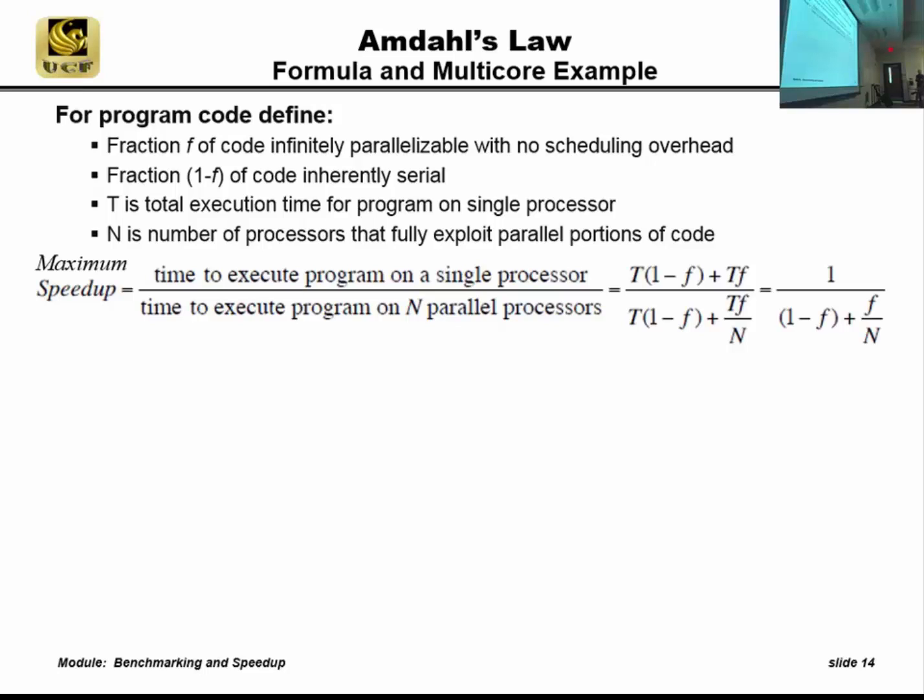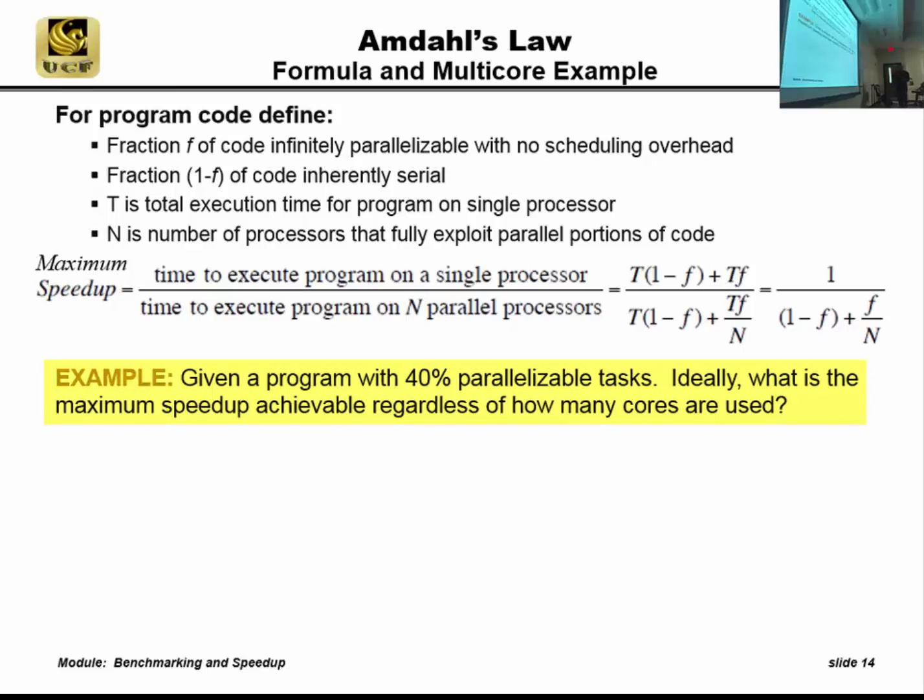This formulation just simply divides through. You can try it as a challenge algebraically. I did it on the side of a piece of paper. You can divide through here and get this form. Get rid of the T's. Right here, 1 minus f. All right, here's an example.